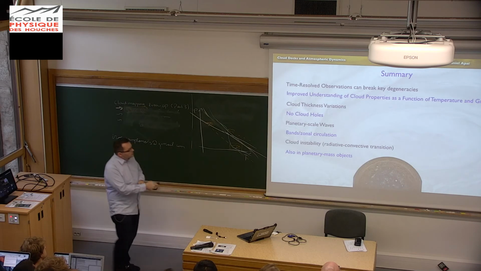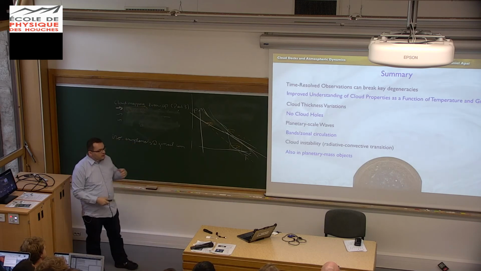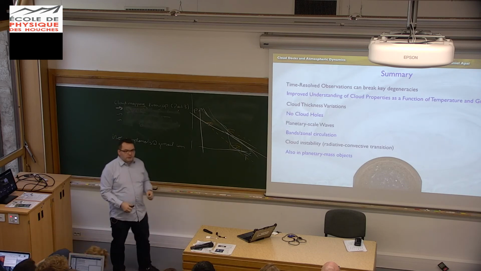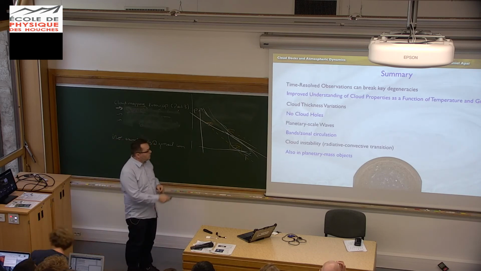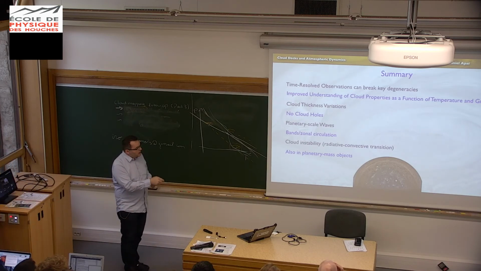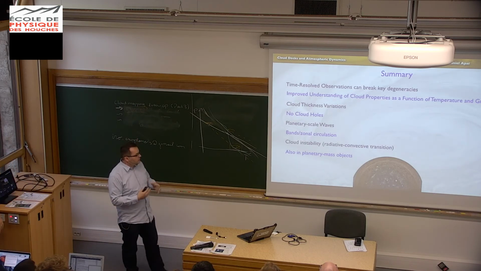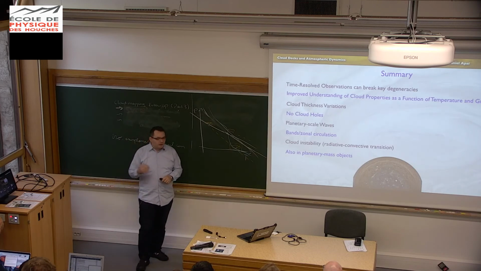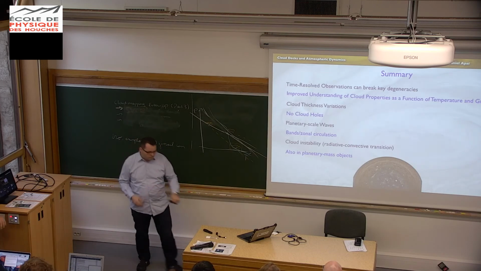So in terms of science, what we learned, we have found that there are significant cloud thickness variations in all of the objects. There is no evidence for a real true cloud hole. We find planetary scale waves to be very common. There is evidence for bands and zonal circulation to be present that may be explained by cloud instability. And most of these apply or should apply to planetary scale objects and directly imaged planets too. Thank you.